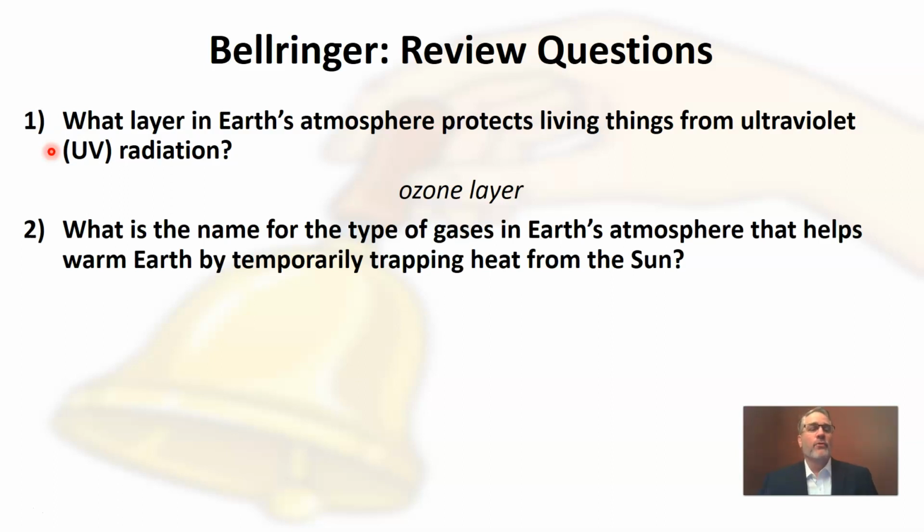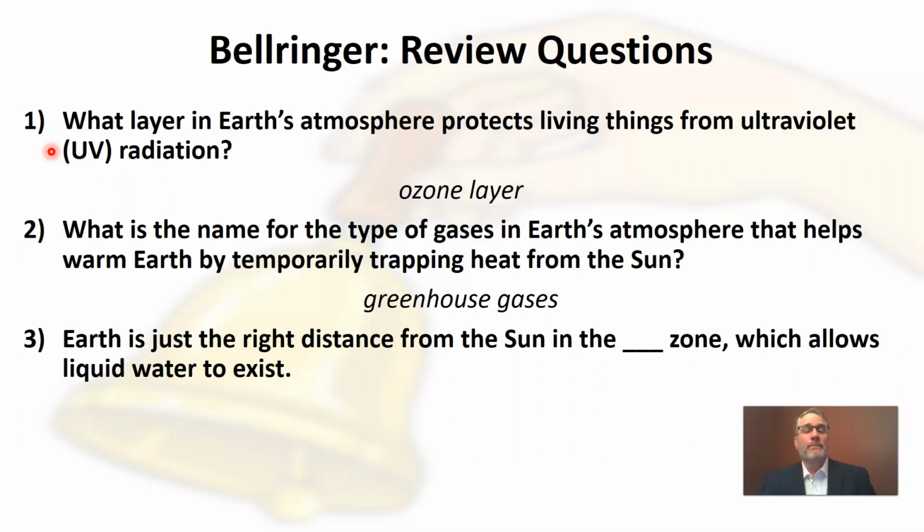Here's our second review question. What is the name for the type of gases in Earth's atmosphere that helps warm Earth by temporarily trapping heat from the sun? So we talked about how without these gases, CO2 being one of them, Earth would be too cold and Earth would freeze and would not allow liquid water to be there. So did you remember those are called greenhouse gases? Greenhouse gases. They trap energy from the sun temporarily.